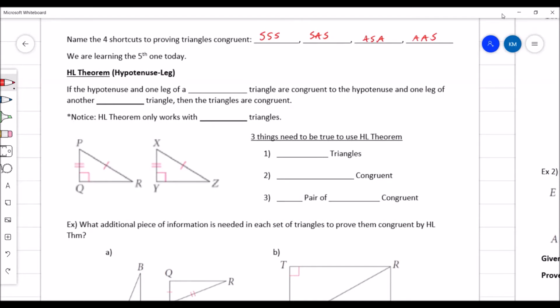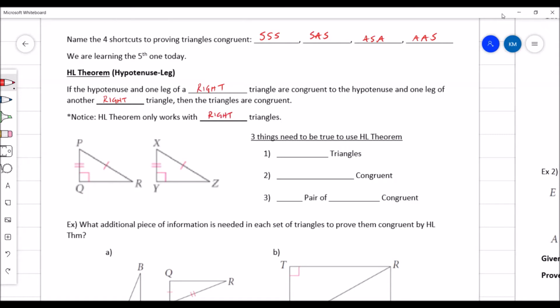This theorem is called the hypotenuse leg theorem, and it states that if the hypotenuse and leg of a right triangle are congruent to the hypotenuse and leg of another right triangle, then the triangles are congruent. You should notice that the HL theorem only works with right triangles.